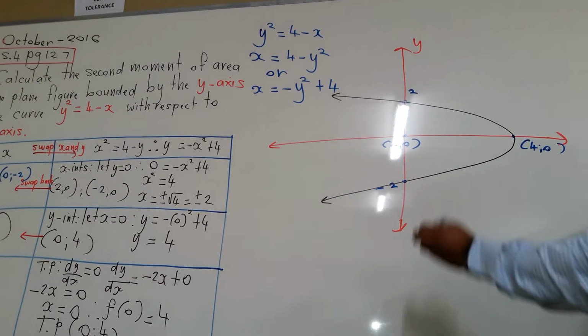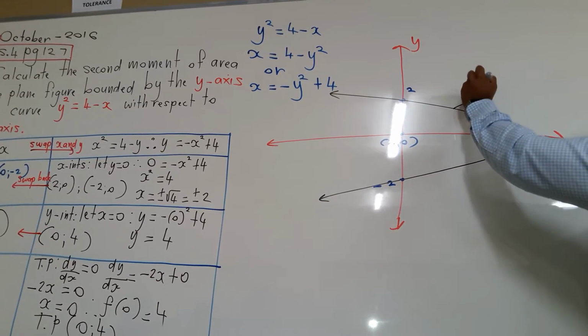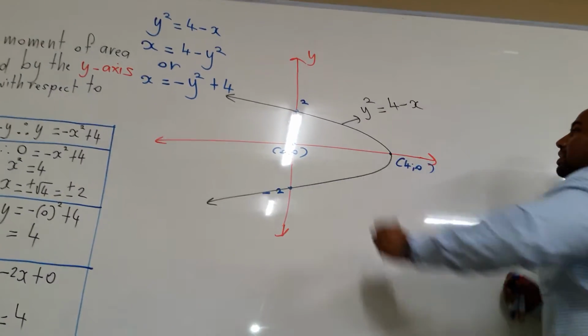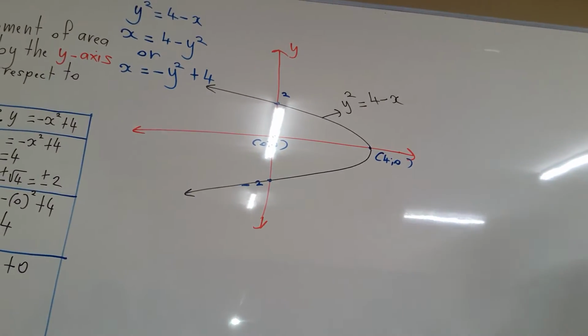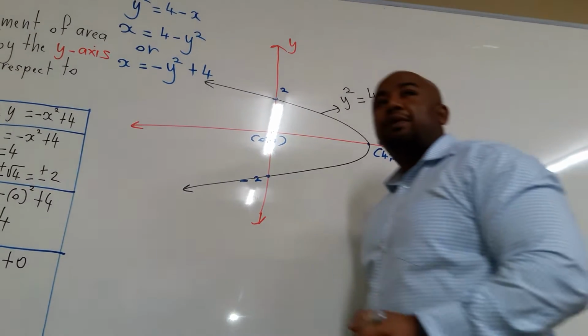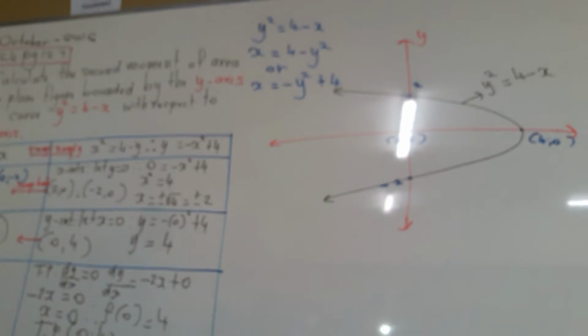What is the equation of this graph? Y squared is equal to 4 minus x. Now, we have the parabola. Can you identify the area?